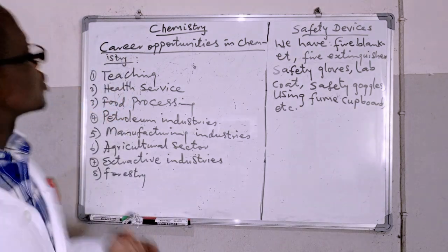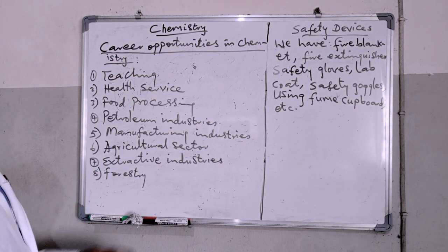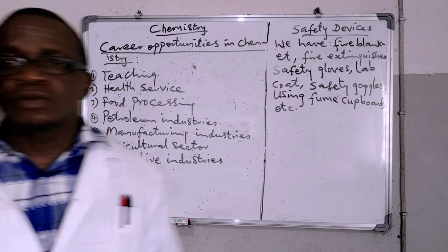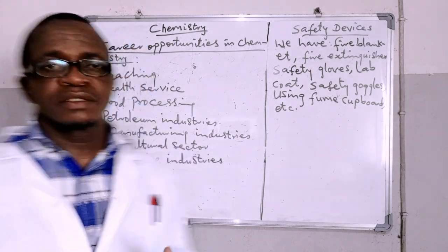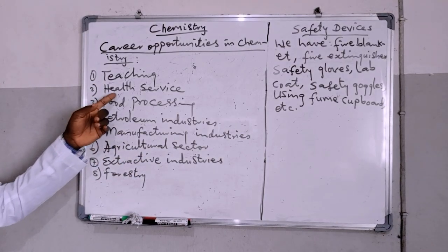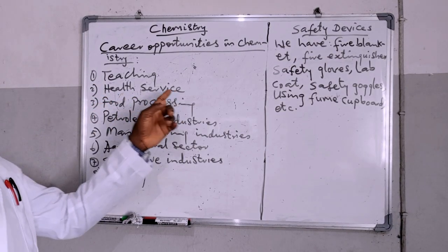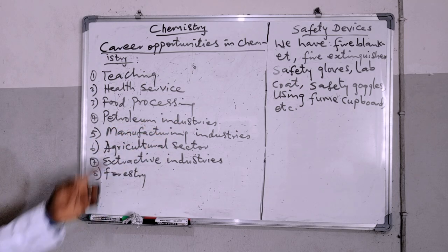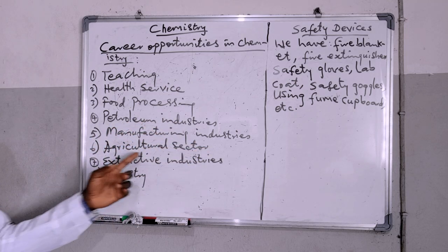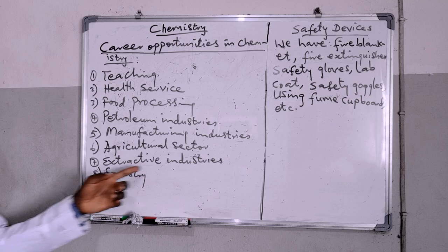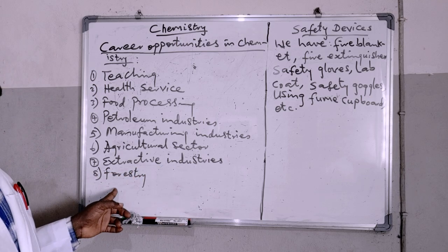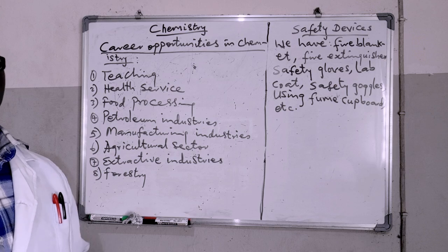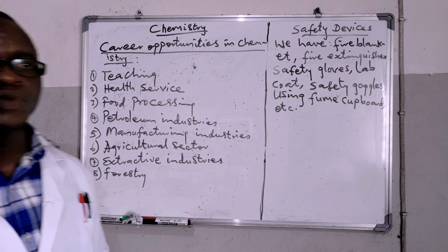Now, let's see the career opportunities in chemistry. Number one, what I am doing now is one of it. That's teaching. Two, chemistry can also be used in health service, food processing, petroleum industries, manufacturing industries, agricultural sector, extractive industries, forestry. These are different areas that chemistry can be used.